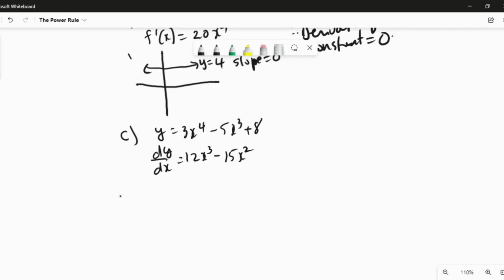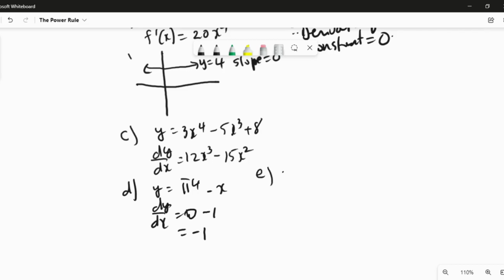If I had y equal to pi to the power 4 minus x, find dy/dx. Pi to the power 4 is a constant, so the derivative of a constant is 0. The derivative of x is 1, therefore minus 1. Therefore, this derivative will be negative 1.